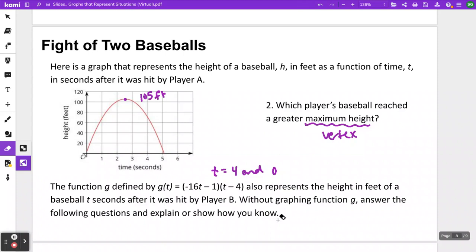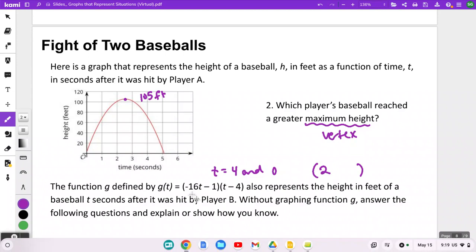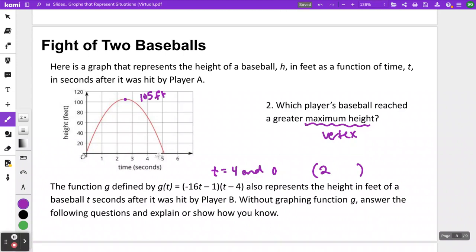We said that the vertex is always halfway between your x-intercepts. So if we've got our x-intercepts at 4 and really, really close to 0, we know our vertex is halfway between those. Our vertex I would find at a time of 2. Similar to what we were seeing here, how it's really close to 5, and we said that vertex is about halfway. It's about 2.5. Halfway between this would be around 2 seconds.